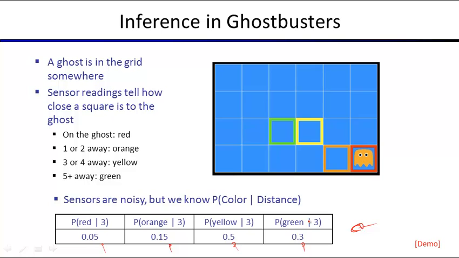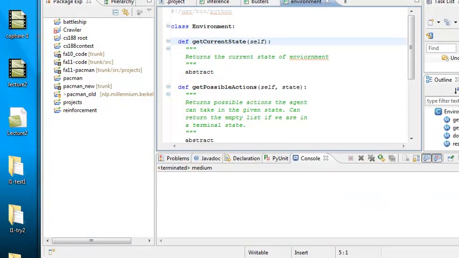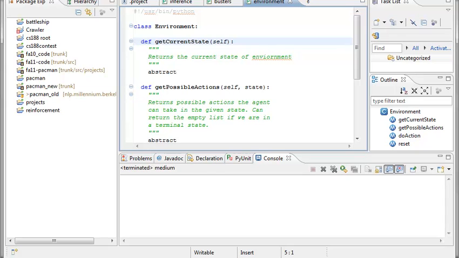We need a lot more tables to completely specify the sensor, but you can imagine something similar where red is typical for 0 steps away, orange for 1 or 2, yellow for 3 or 4, and for 5 or more the typical measurement is green, with some noise in what you actually get. Then let's take a look at that system in action.